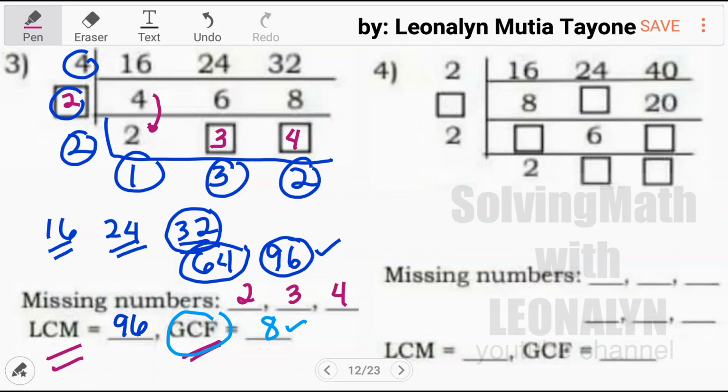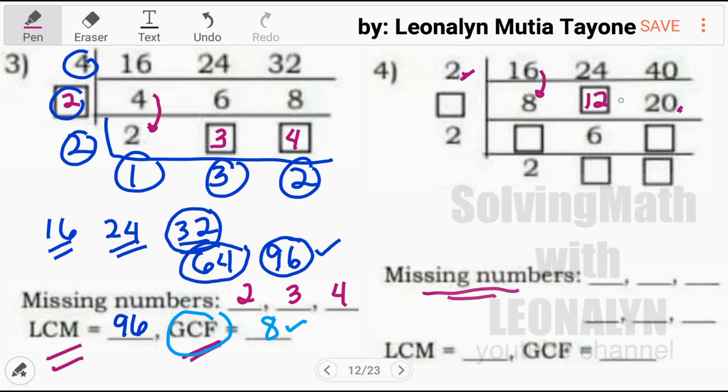Next, number 4. Hanapin ulit natin yung missing numbers. Itong nandito, yan yung pang-divide. So, meron na tayong 2. 16 divided by 2 and that is 8. 24 divided by 2 and this is 12. 40 divided by 2, 20.